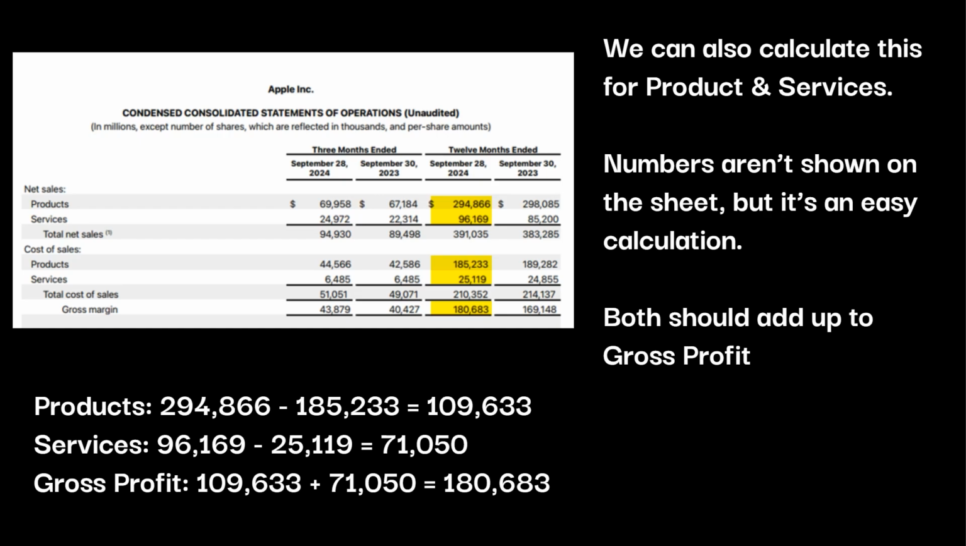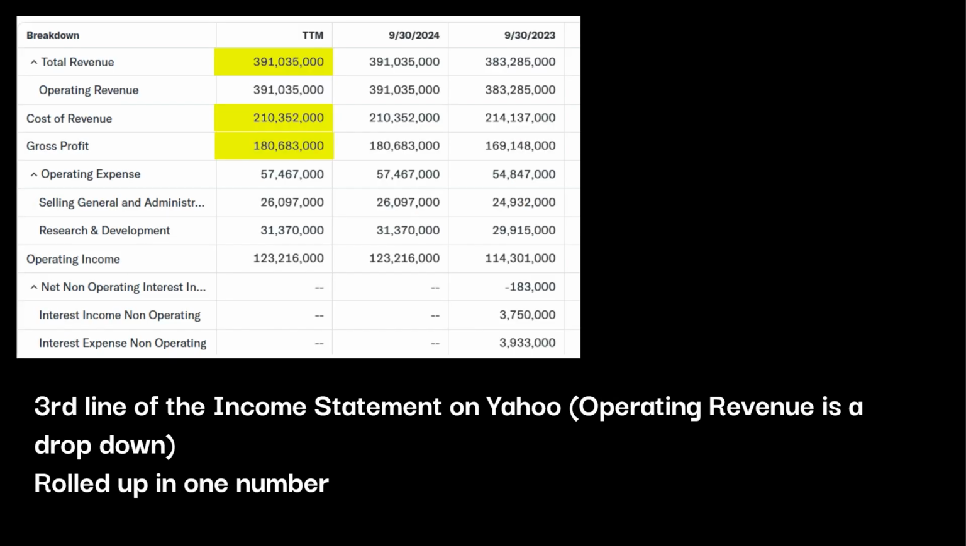And again, what you can also notice is you could add up both of these, the products and services, and this should equal the 180,683 number for our gross margin. And here you go on Apple or on Yahoo's website, right? 391 minus 210, you get this 180 under gross profit. Again, all rolled up into one number.